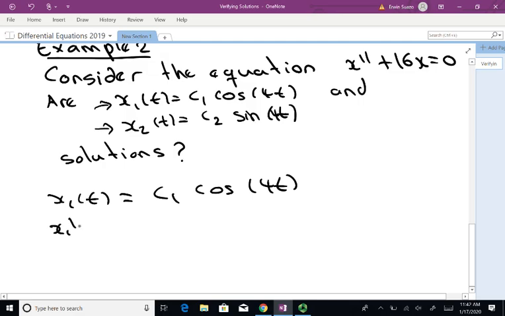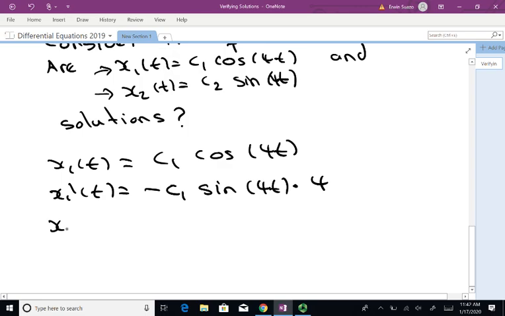So what is the first derivative of that one? Negative sine, yeah. Okay, then let's put it at the end. So sine 4t, then times 4. Okay, everybody agrees? Yeah, that's the first derivative.